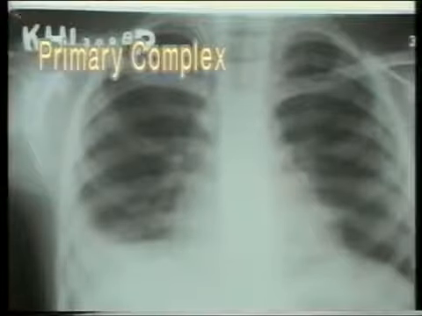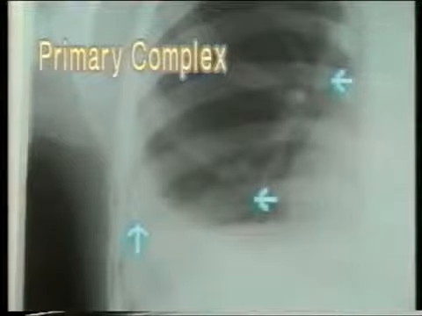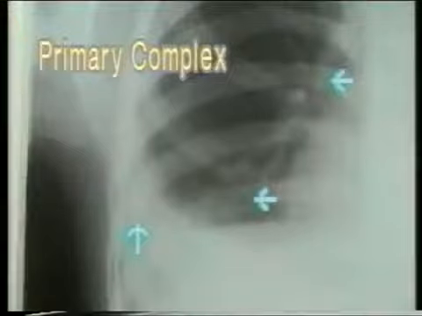Pleural effusion is more common in adult primary tuberculosis than in children. In a close-up view, note the two hilar nodes, then note the parenchymal lesion which defines the primary complex, and the vertical arrow shows the blunting of the right costophrenic angle due to a small pleural effusion.